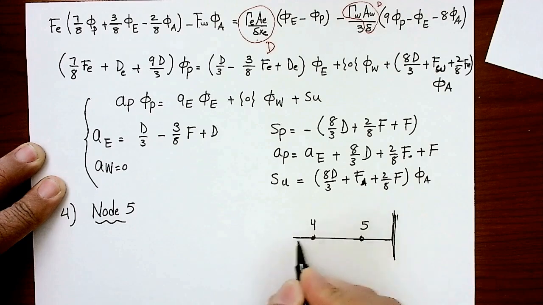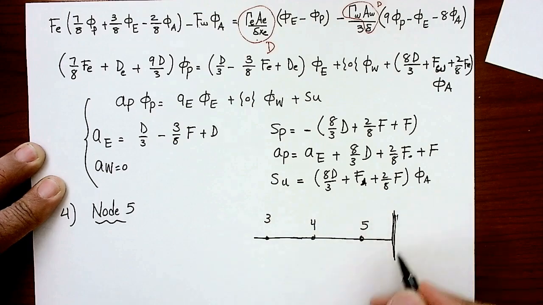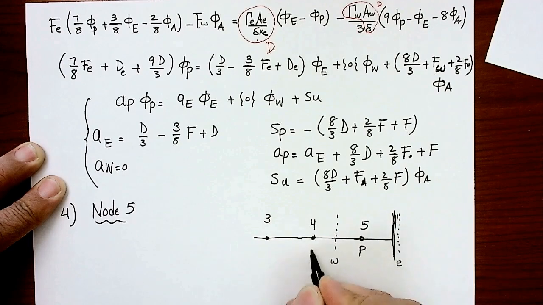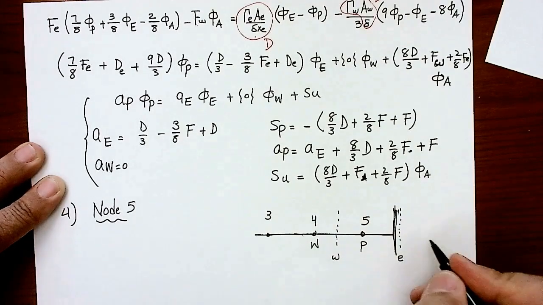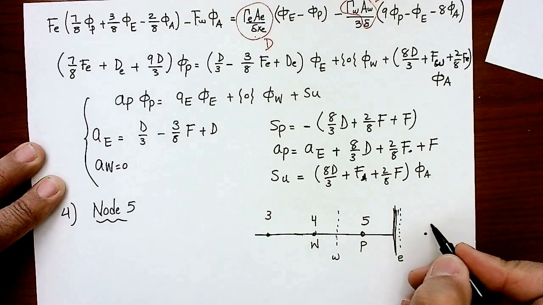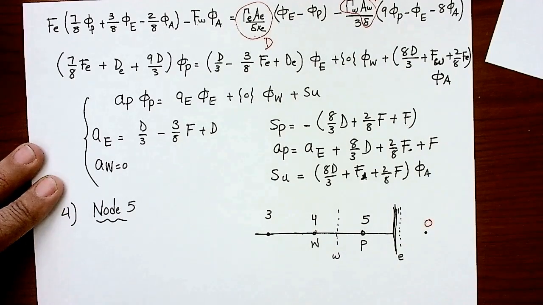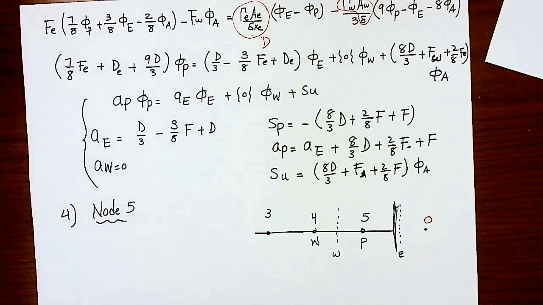That's node 4. That's node 3. Then I have, this is now my east face. This is my west face. This is my P. This is my west, right? There's an imaginary node here. I'm going to call that node X or O, like what we put before, right? And let's see how we're going to do the approximation here.